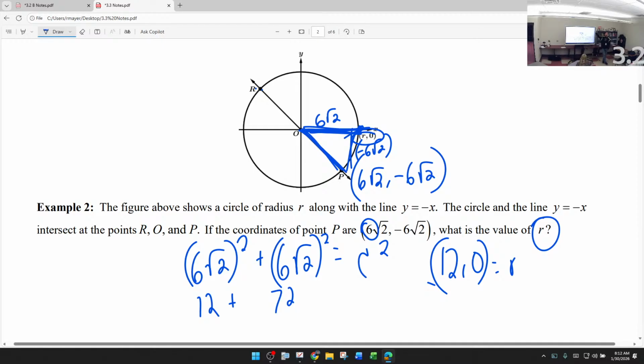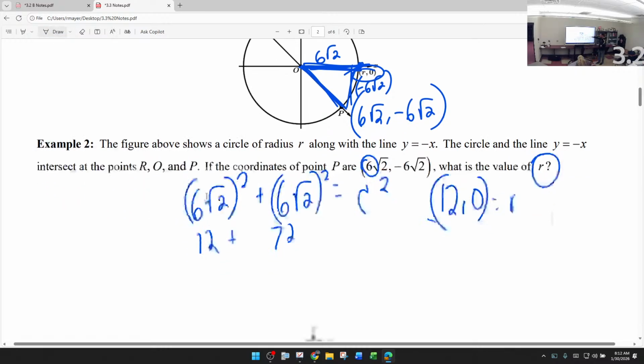And if you know the 45, 45, 90 right triangle, to get the hypotenuse, all you need to do is multiply the short side by the square root of 2. And if you take 6 times the square root of 2 times the square root of 2, the square root of 2 times the square root of 2 is 2, and then 2 times 6 is 12. You can speed up that process. Beautiful.